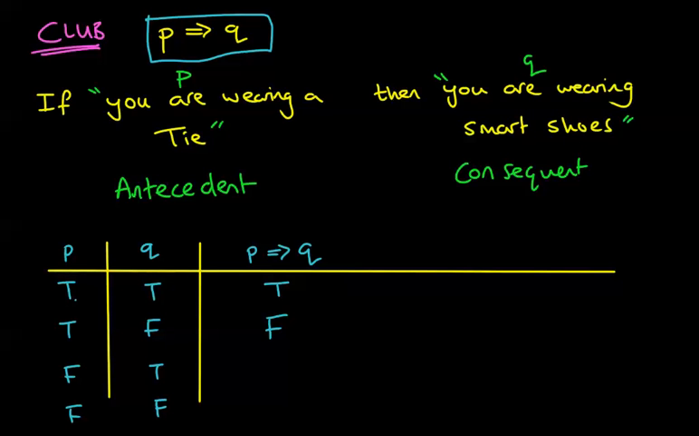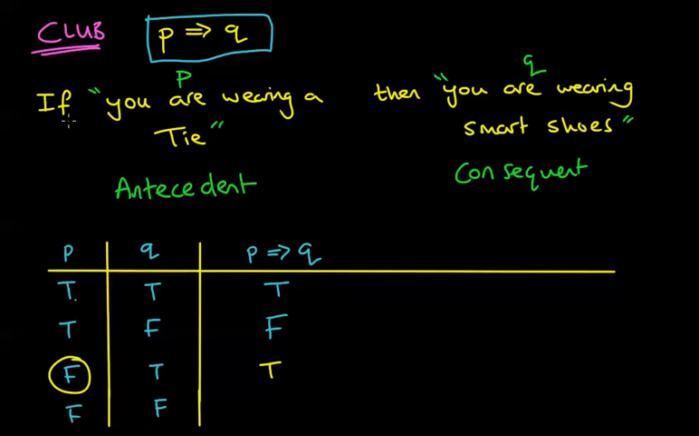Now here's where it gets a bit funny, and here's where, if this was a real life scenario, you could probably end up being beaten up by the bouncer or something like that. But let's say you arrive at the club and you're not wearing a tie. Okay? So this is false, you're not wearing a tie. But you're wearing smart shoes. Now, would you be allowed access to the club? Yes, you would be. It would be true.